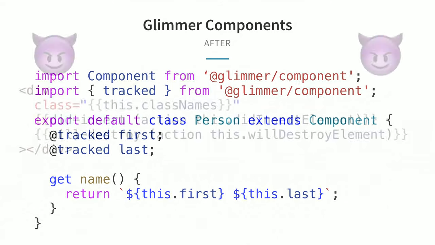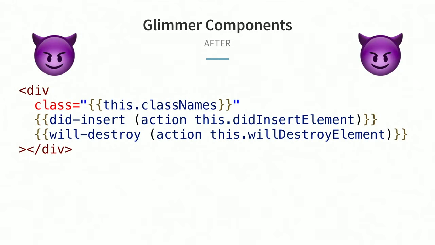you can author a thing that is effectively like what you could do before. You'd have to have a few more lines, but if you wanted to insert element, will destroy element, and did update, you could do all the things. You could totally replicate the old Ember component API in the template. Just don't do that.